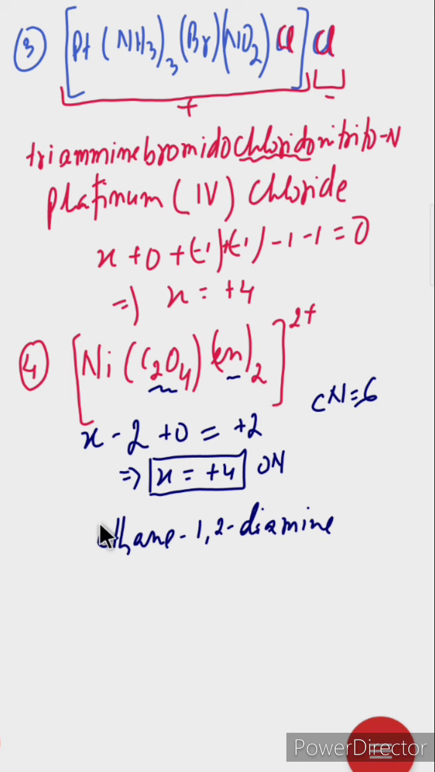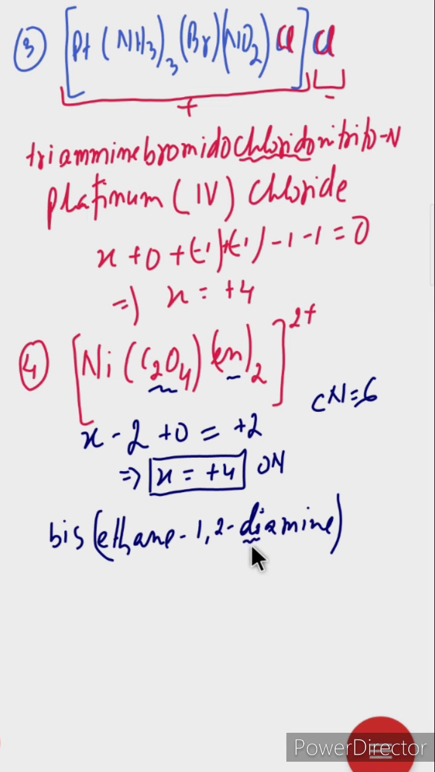2. So there is one rule: if the name of the ligand includes the word di, tri, tetra, then to denote 2 such ligands we need to write bis, not di. So for 2 en molecules we need to write bis, remember, not di, because the name of the ligand itself includes the prefix di. So for 2 molecules of en we use bis instead of di.